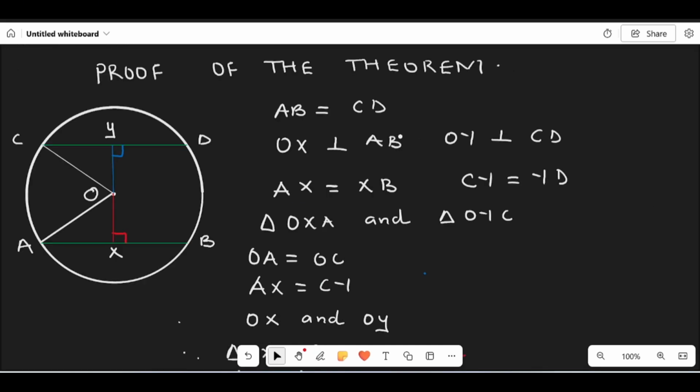And that wraps up today's lesson on the theorem. Equal chords are equidistant from the center. These theorems make solving many circle geometry problems much easier once you understand how perpendicular distances relate to chord length.